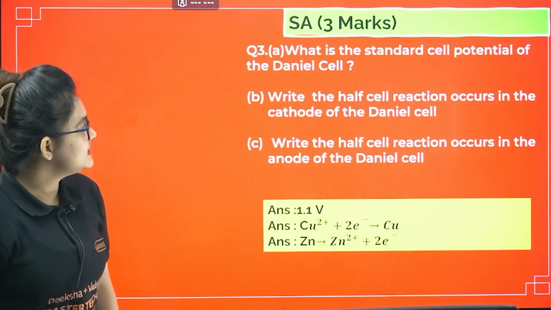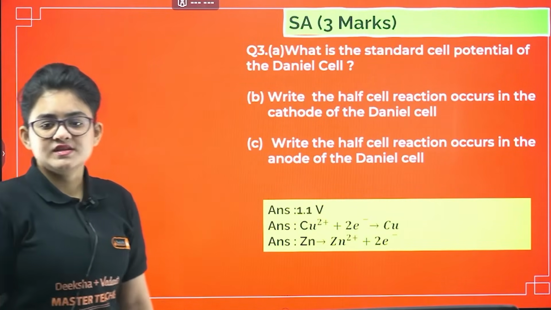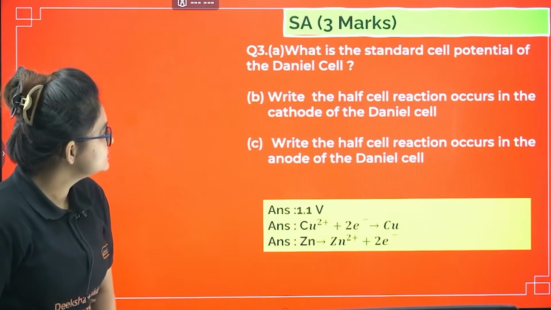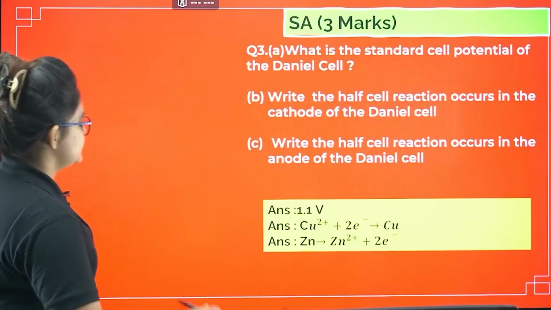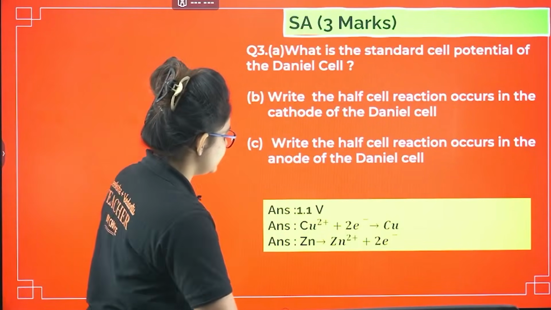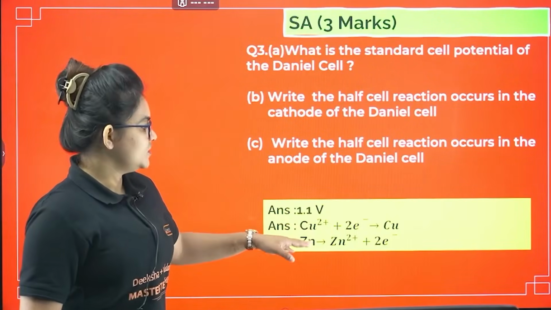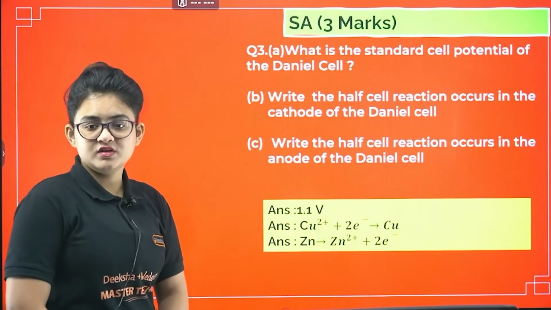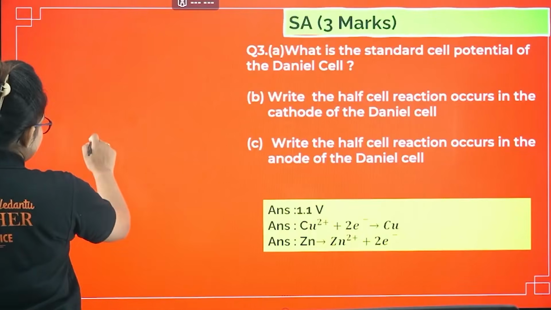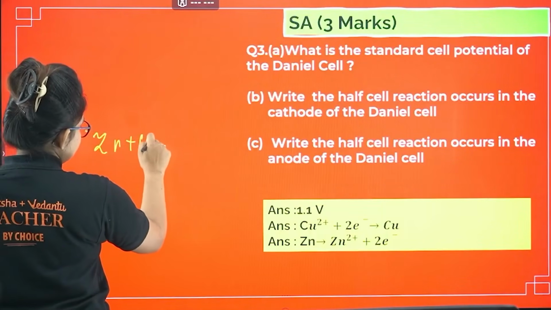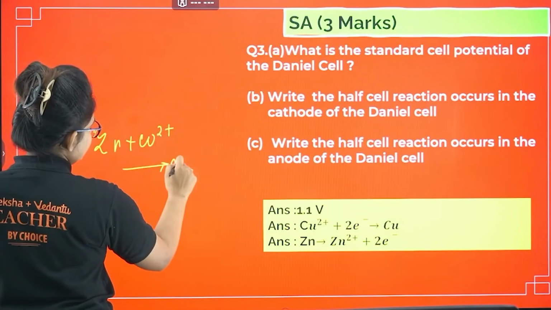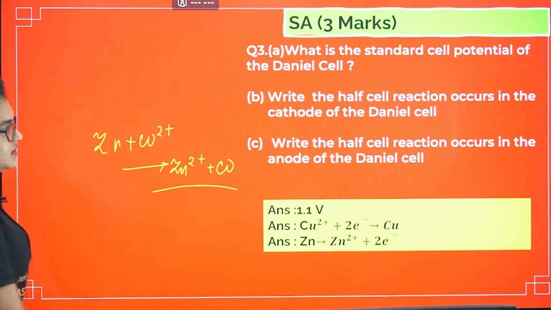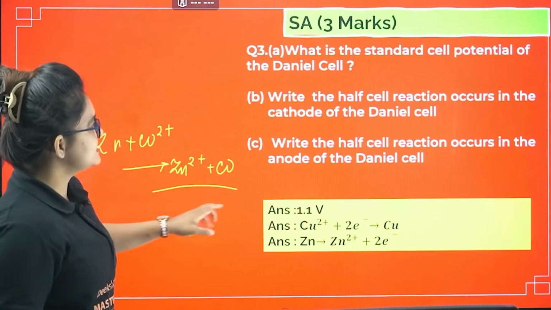Next, write the half cell reactions occurring in the Daniell cell. So the anode reaction and cathode reaction we can write. Here you can see, it's already given. Zn will be converted to Zn2+ and 2 electrons. Those 2 electrons will be taken by Cu2+ and it will be converted to Cu. So the overall cell reaction is Zn plus Cu2+ converted to Zn2+ plus Cu. I guess it is clear to you.